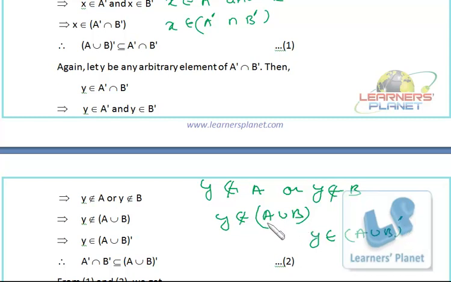If y is not an element of A union B, that means y is an element of A union B dash, or we can say A union B complement. Okay, and we started with y belongs to A dash intersection B dash, and we are reaching y belongs to A union B whole dash. That means this is subset of this. Okay, earlier we proved the reverse side. Now this is subset of this and this is subset of this. So that is possible only when both of them are equal to each other.